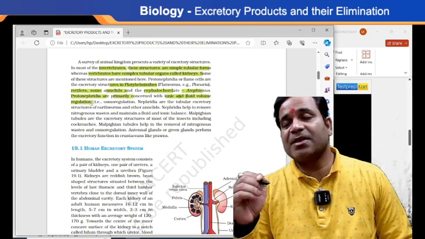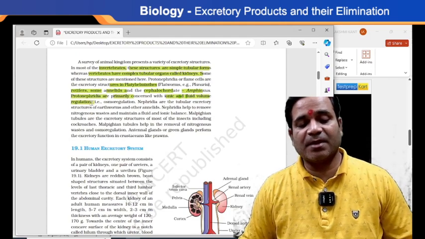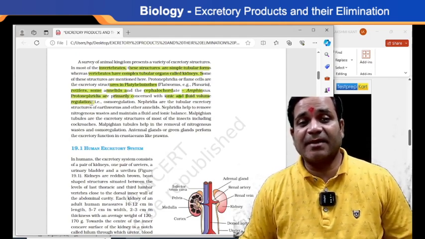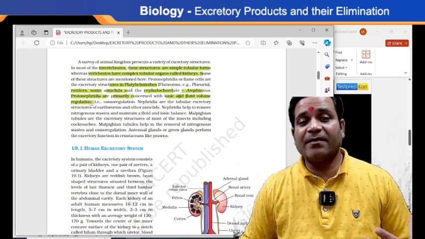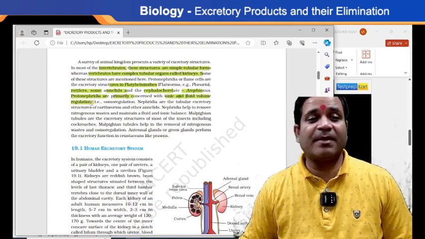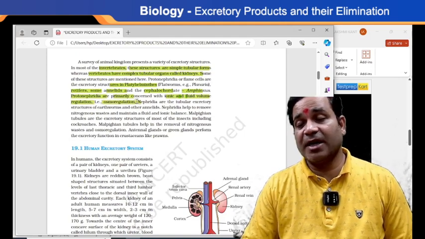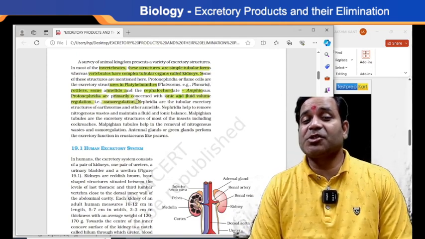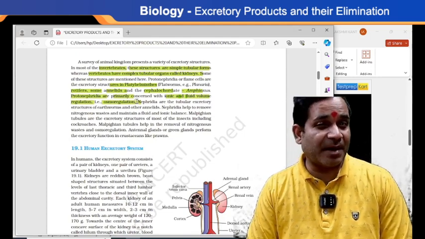So see, this is the important thing to understand here, that many waste materials are released from the body through different means, my dear. So if I'm saying here that whenever we maintain the ionic and fluid volume regulation in the body, then it is said to be what? Osmoregulation. And you all know that osmoregulation is a vital necessity of each and every living organism, my dear, right?